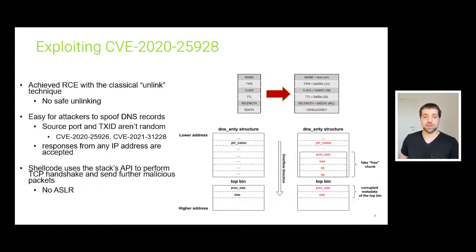But what I said earlier is that in these embedded real-time operating systems, there's almost always no mitigations. So there's no safe unlinking, there's no ASLR. So it's quite easy to write a full exploit once you get a heap overwrite prototype. So basically how this exploit works is we override the DNS entry structure that you saw before. We create a fake free chunk. We override the metadata of the next heap block or heap entry. And then we know the layout of the heap.